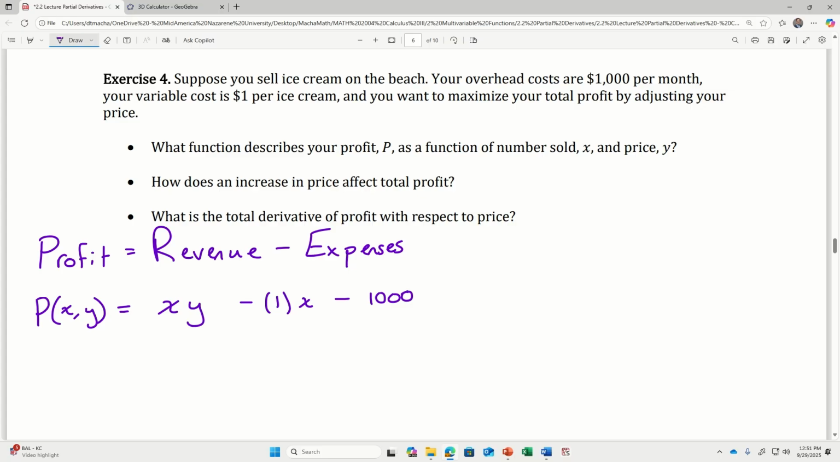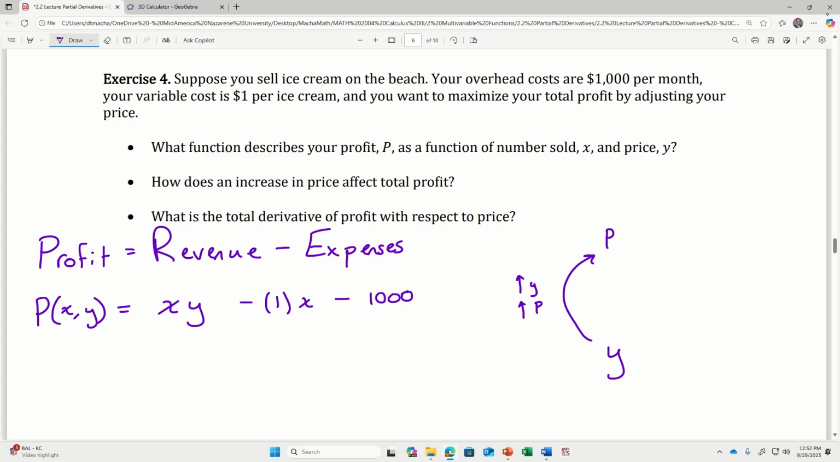And so one question you might have is, okay, how does an increase in price affect the total profit? So price is y. And for one thing, if y increases, that's going to also increase my profit, right? If I charge more per ice cream, then every time I sell a new ice cream, I get a larger profit margin. That means it's going to increase my total profit.